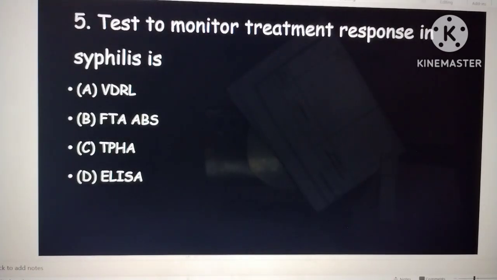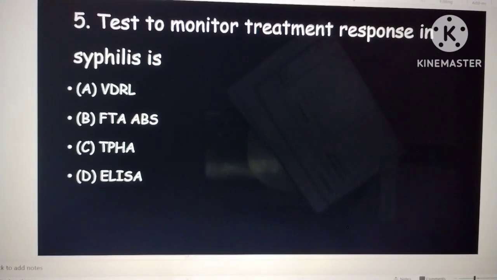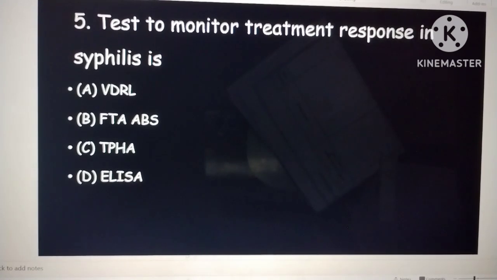Which is a test to monitor the treatment response in syphilis? One is VDRL, fluorescent treponemal antibody absorption test, TPHA and ELISA. So the correct option will be VDRL, that is Venereal Disease Research Laboratory. This is a sensitive and important test for diagnosing even neurosyphilis.